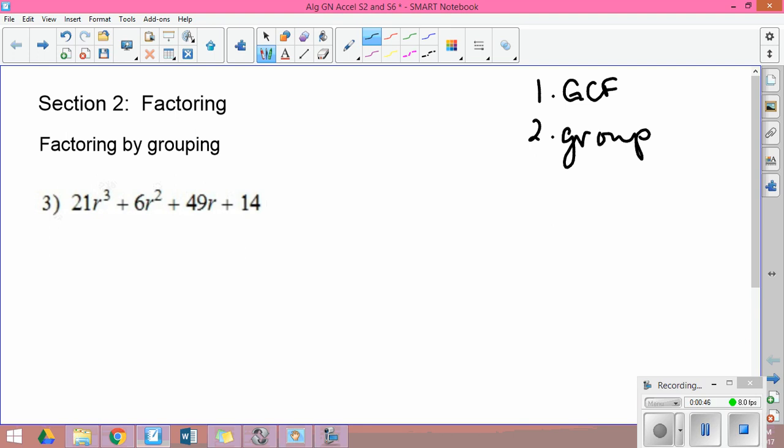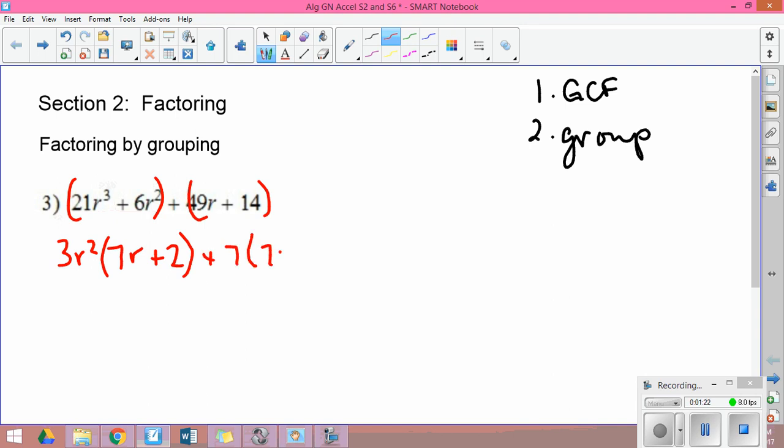Remember, factoring is undoing multiplication. It's undoing distributive property, it's undoing foiling. So we somehow want to turn this into something else. So my first strategy is just to go ahead and group the first two and group the last two and look for a greatest common factor. So greatest common factor of the first two would be 3r squared, and that would leave me 7r plus 2. And my greatest common factor of my second pair is to pull out a 7, and that also leaves 7r plus 2.